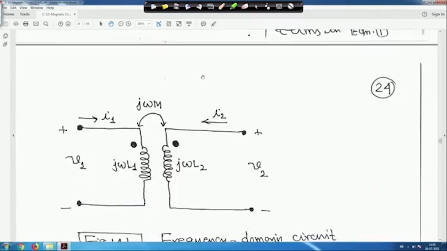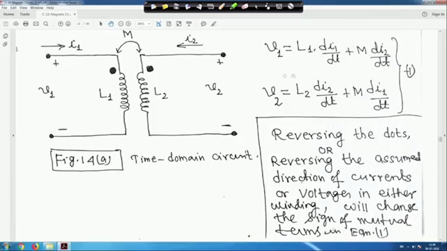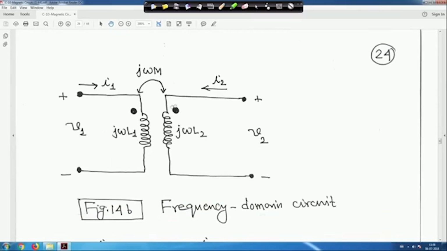Now this one we wrote in time domain. If we want the frequency domain, the mutual reactance will be omega into M. We have studied omega L, so it will be j omega M, and this is current I1, this is I2, and this is j omega L1, and this is j omega L2. This is XL1, XL2, right. XL1 is omega L1, XL2 is omega L2, and Xm is equal to omega M, that is the mutual reactance, right.